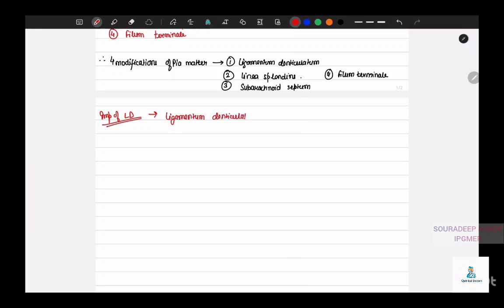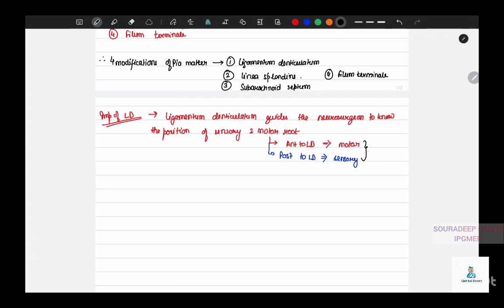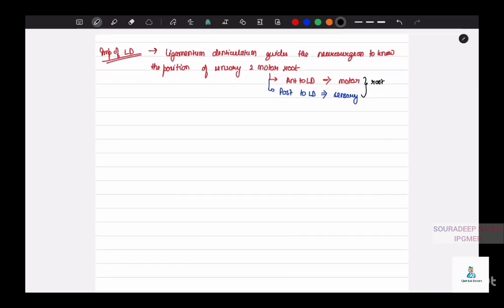Importance of ligamentum denticulatum: it is a guide for the neurosurgeon because it helps to know the position of sensory and motor root. Anterior to the ligamentum denticulatum, the root is the motor root, and posterior to it is the sensory root.